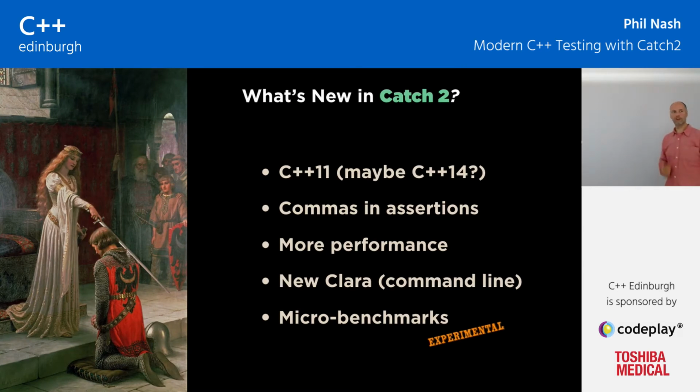What is this Catch 2 I've been talking about? So it's obviously the new major version of Catch, but why is it a major version? So the main thing is that Catch Classic, up until today, and it will continue to be, only relies on C++03, or at a push even C++98. But Catch 2 now requires C++11. In fact, I said maybe even C++14.